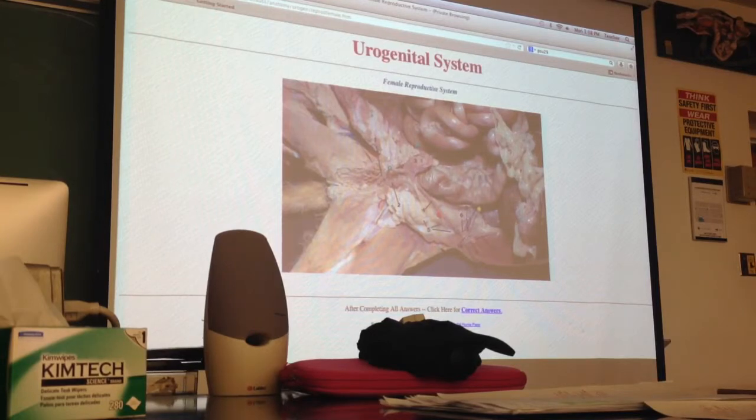Sometimes you see it as a hard structure like this, kind of looks like a stone. Or sometimes it looks like an empty balloon, like a balloon that's not blown up yet. Sometimes it looks like that. It just really depends on whether the bladder was full or empty when the cat was euthanized. That's really the biggest difference.